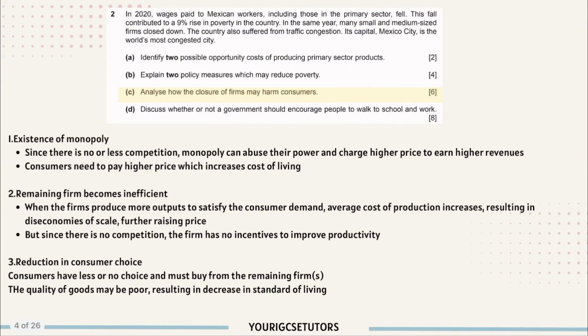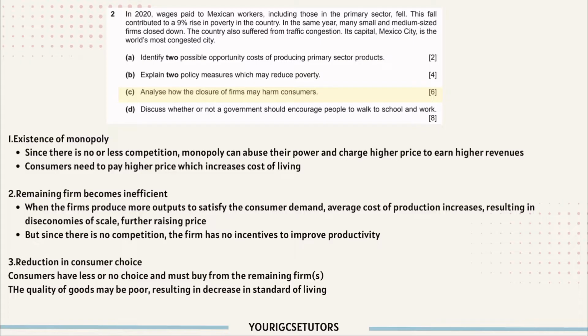C. Analyze how the closure of firms may harm consumers. First is the existence of monopoly. Since there's no or less competition, monopoly can abuse their power and charge higher price to earn higher revenues, while consumers need to pay higher price, which increases cost of living.